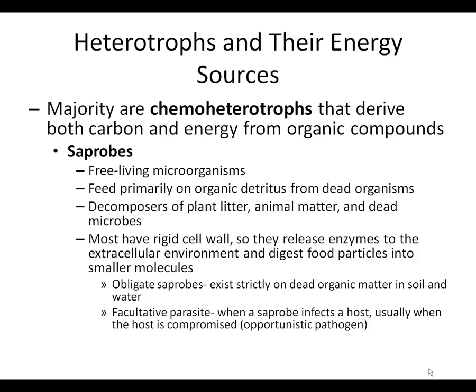You've got facultative parasites: when some sort of saprobe infects the host, that's usually when the host becomes compromised, and this is going to be an opportunistic pathogen. So when the organism is about to die, these facultative parasites will come in, and they will begin to cause this organism to die. And when that organism dies, then the saprobe will feed on its dead matter, and the facultative parasite has been instrumental in causing the death of the organism.